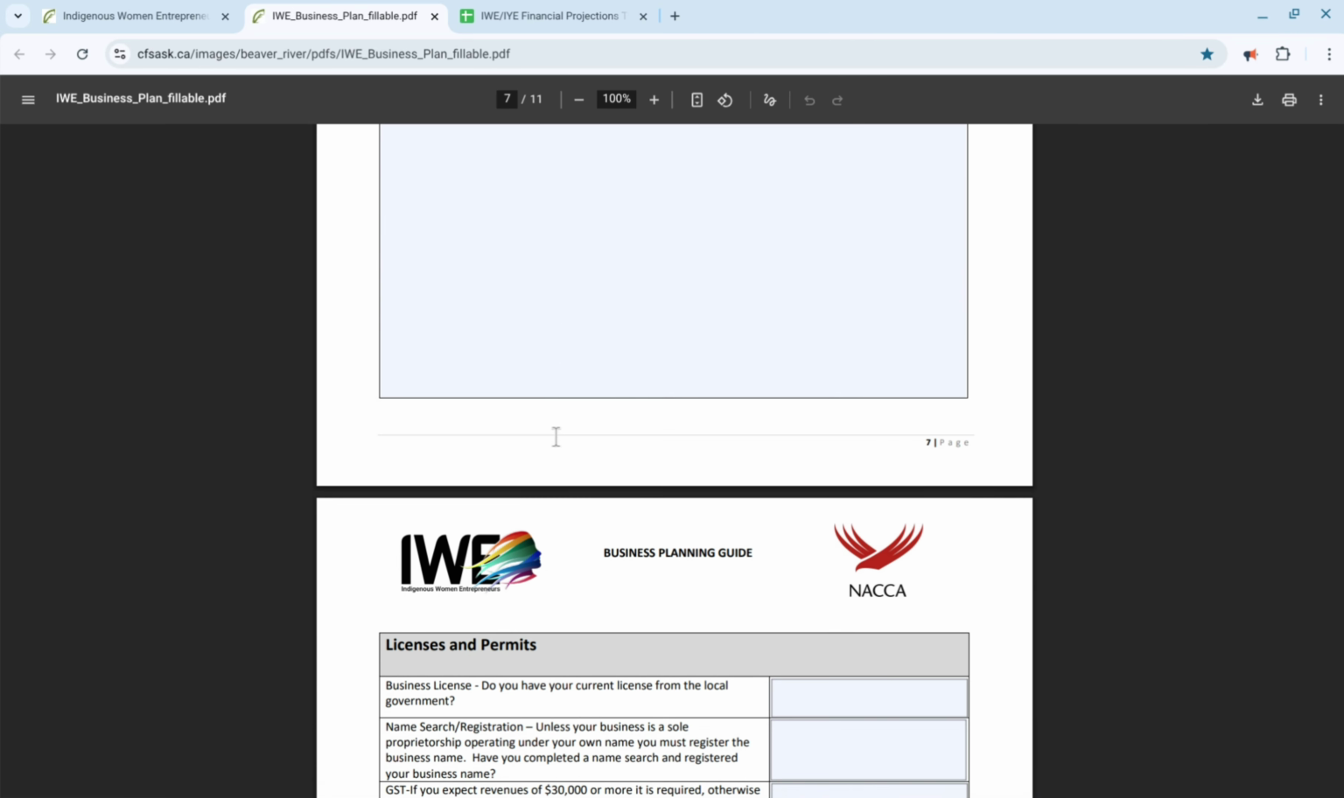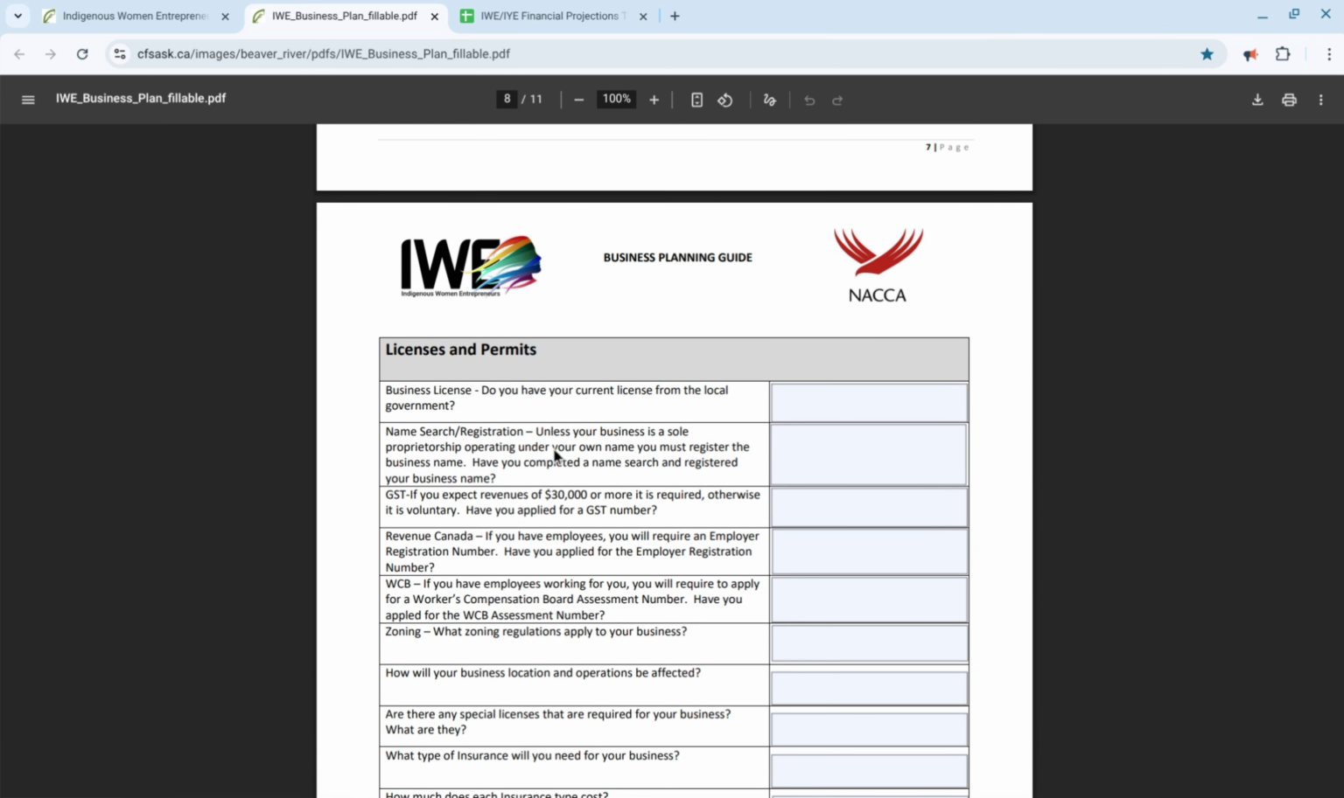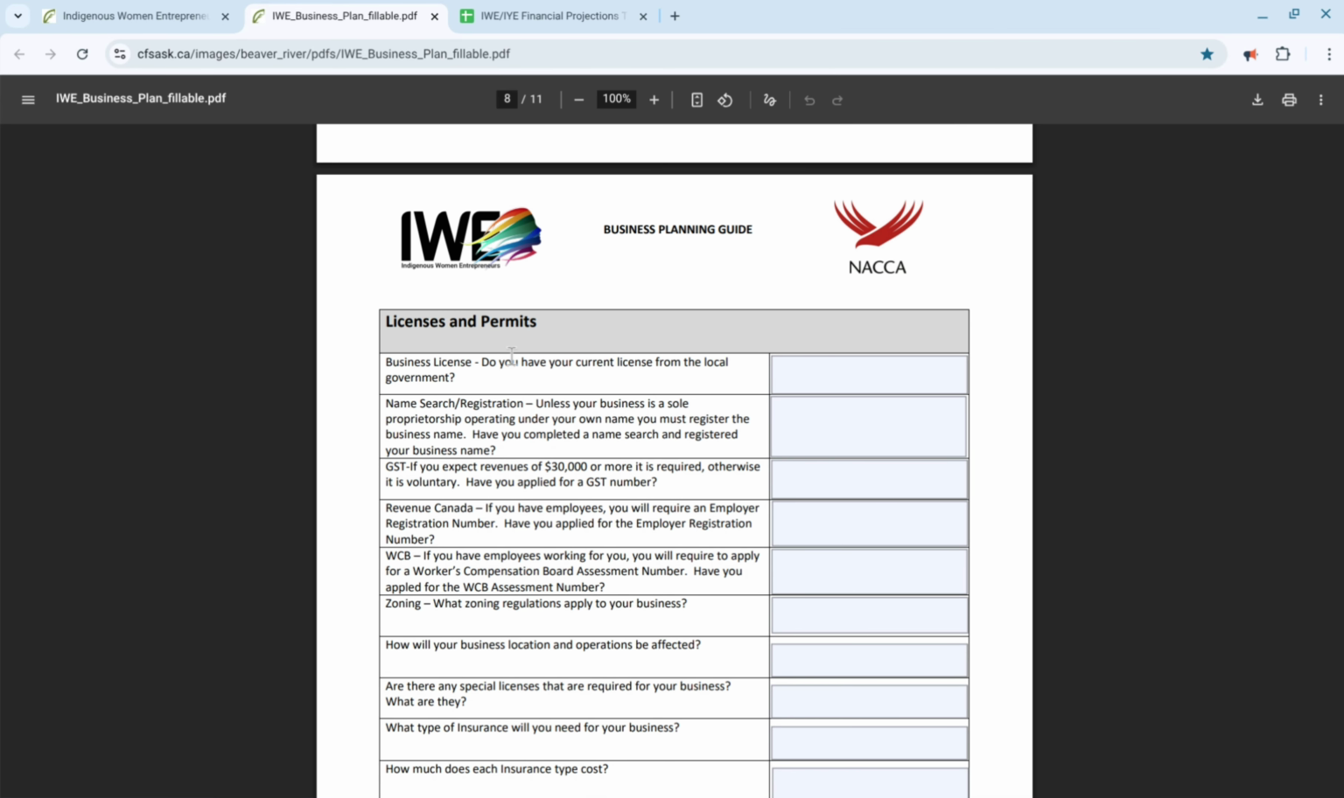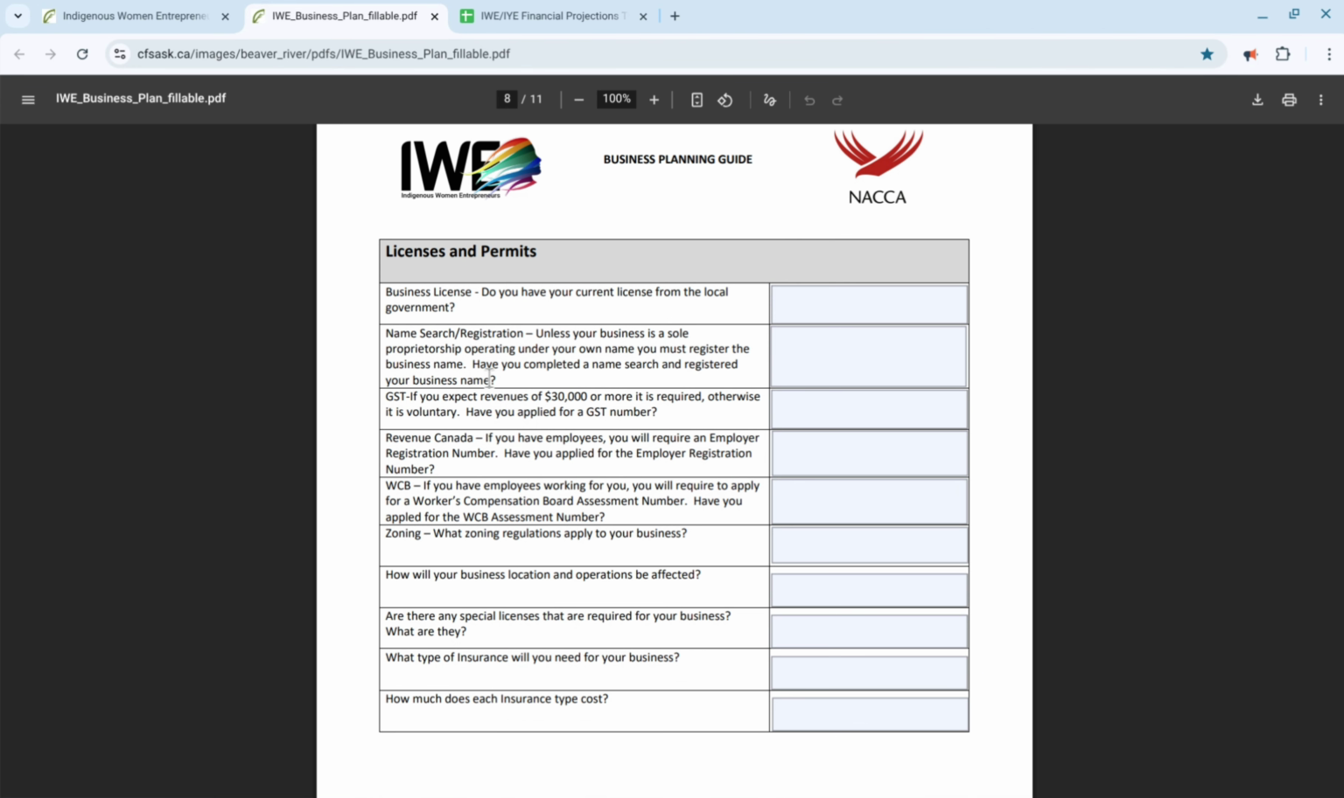From there, you can scroll down here to page 8. And page 8 is talking about licenses and permits. So the first one there says, business license. Do you have your current license from the local government?